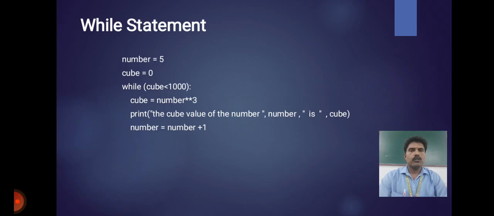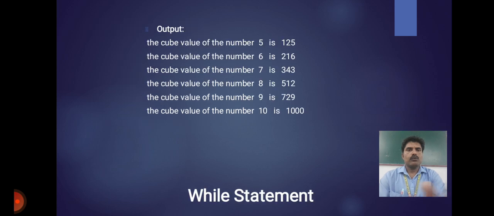While the cube value is less than 1000, the cube equals the number variable times itself. So print the cube value of the number is, and we are going to store the cube variable value. Next we are going to increment the number variable by 1. So this program prints the outputs of 125, 216, 7 cube 343, 8 cube 512, 9 cube 729 and 10 cube 1000.